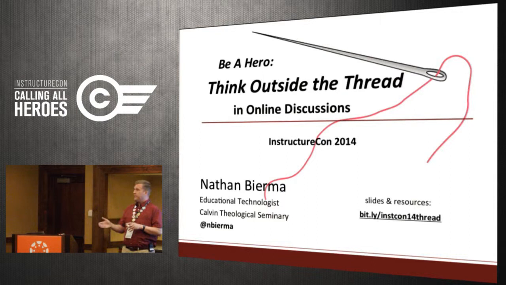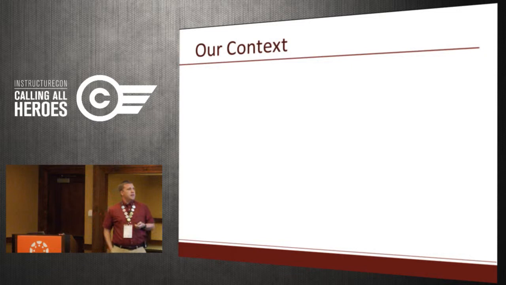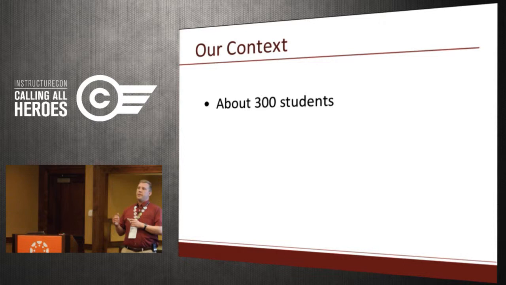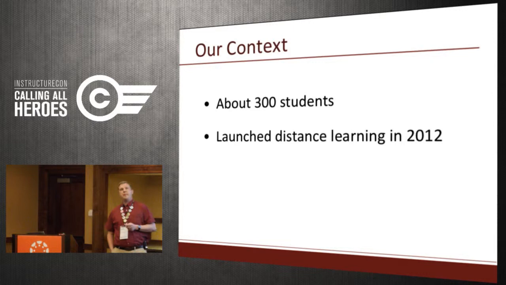Let me tell you a little bit more about our context, our school, and where we're coming from, as context for what we're trying and what we're asking in our program. We have about 300 students pursuing degrees for ordained ministry, other positions in church education, and doctoral study. We're a seminary in Grand Rapids, Michigan, and we're about 2 years into our distance learning program. We launched this a couple years ago.